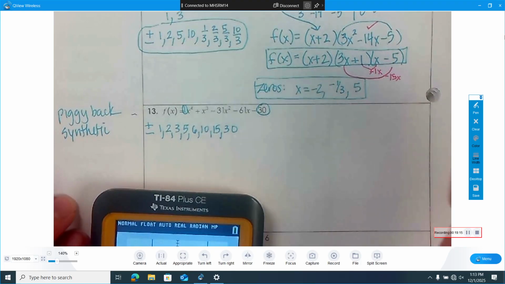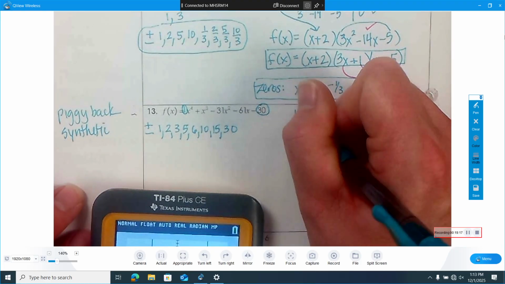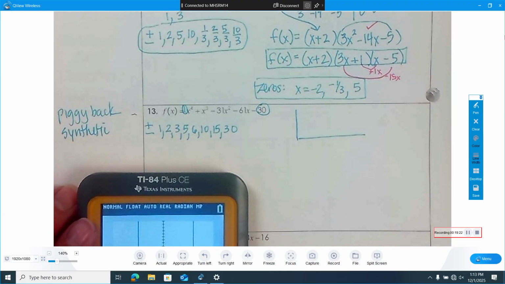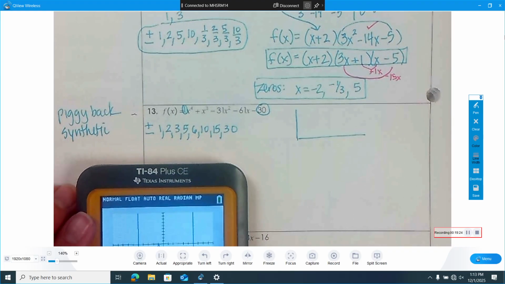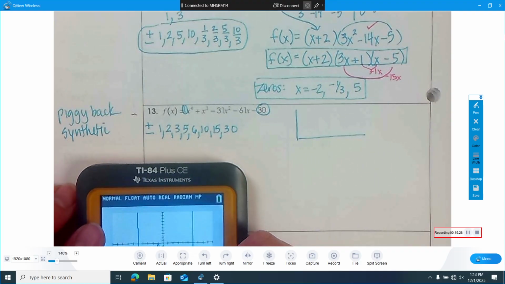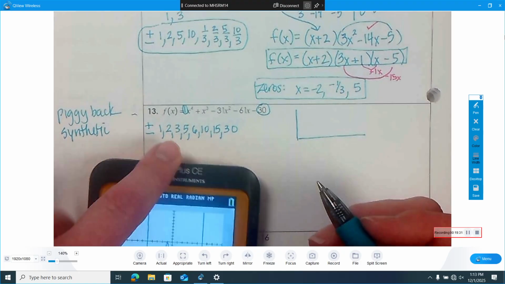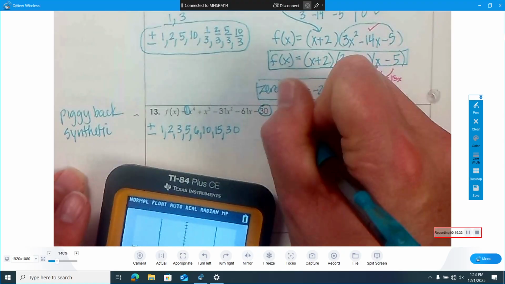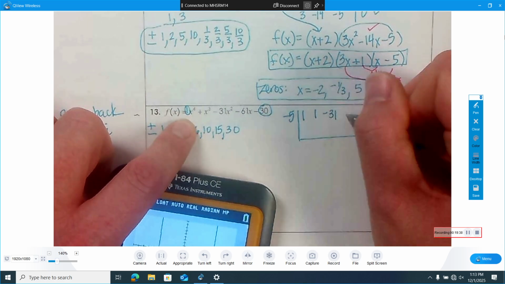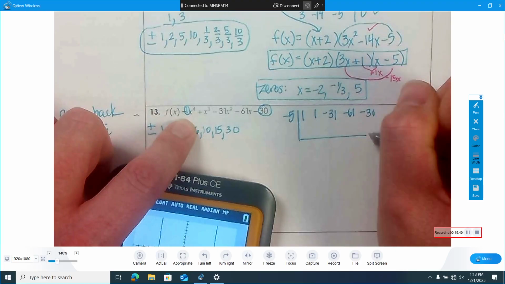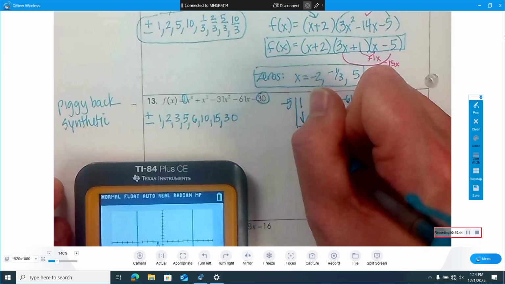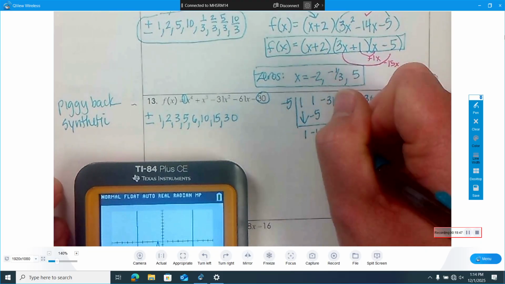Okay, so looking at our graph, we can see a potential here. What potential 0 do you want to try? What do you want to do? -4 or 5? -5. 1, 2, 3, 4, 5. Yeah, -4 is not on our list, but -5 is. Okay, great. So 1, 1, -31, -61, -30. All right. So I'm going to do synthetic division. 1, -5.